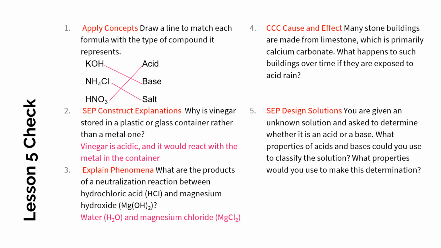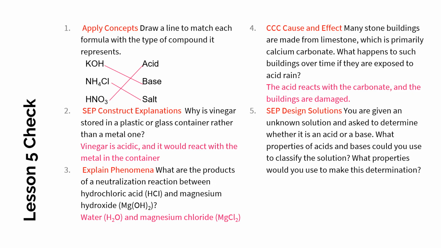Many stone buildings are made from limestone, which is primarily calcium carbonate. What happens to such buildings over time if they are exposed to acid rain? So the acid reacts with the carbonate and the buildings are damaged.